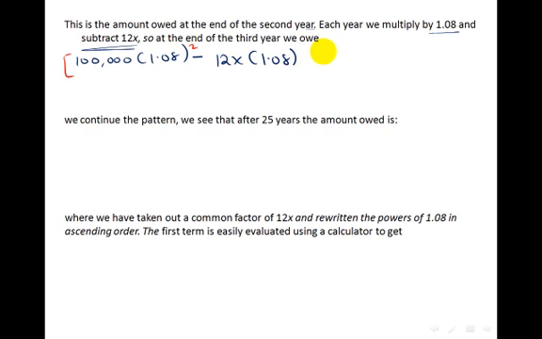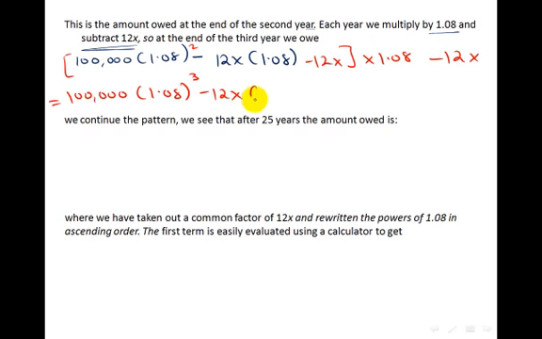Third year equals minus 12x. We're just copying what we had on the previous page, by the way. So this will be multiplied by 1.08 and subtracted from it at 12x. So here it will be 100,000 times 1.08 squared, with this one it will be cubed, minus 12x times 1.08 but squared, because 1.08 minus 12x times 1.08 minus 12x. So this will be at the end of the third year.